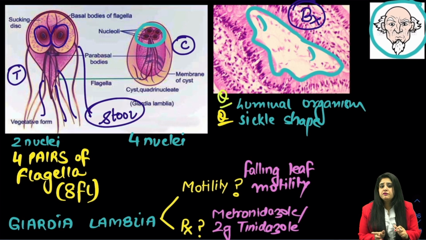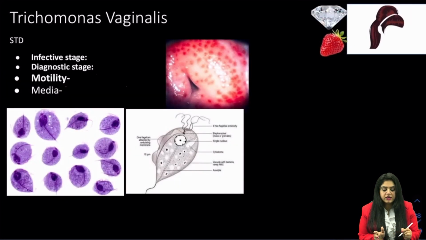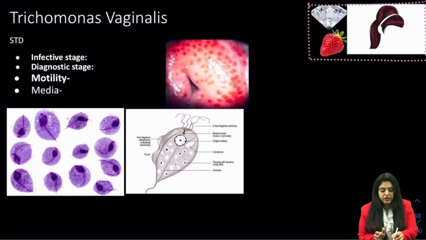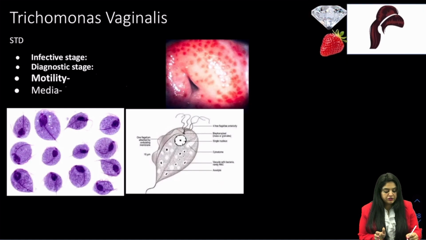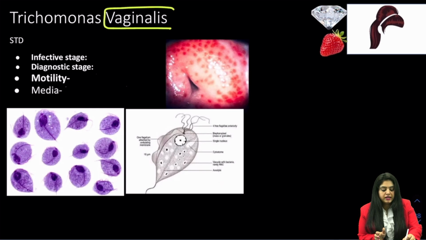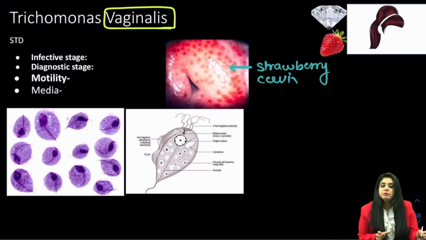Shall we move on to the fashionable auntie? Who's the fashionable auntie? This is the story of the fashionable auntie, that is Trichomonas vaginalis. Firstly, why auntie? Because vaginalis is a sexually transmitted disease, causing something in the cervix and the vagina. You all can see this picture. It causes the very famous strawberry cervix.